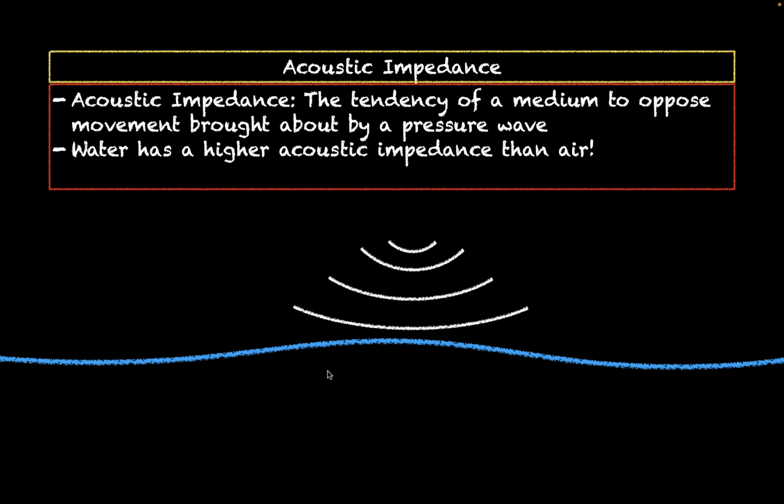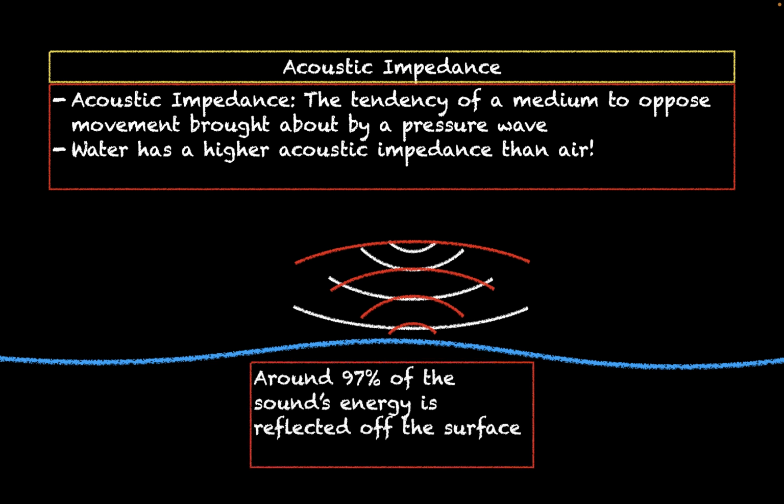So when pressure waves travel from an area of low acoustic impedance to an area of high acoustic impedance, the majority of the energy that is carried by these pressure waves will be reflected off the surface of the medium with the higher acoustic impedance. As a result, around 97% of the sound's energy is reflected off the surface of the water. And this is because water has a higher acoustic impedance than air.